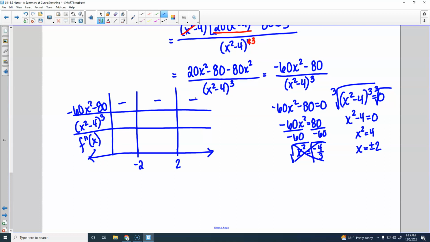For the second line, if you plug in a number like negative 3, you would get 9 minus 4, which is 5. And then if you cube that, you would just get 5 cubed, which would still be positive. But if you pick a number between negative 2 and 2, like 0, you get negative 4 cubed, which is going to be still a negative number when you cube it, because odd powers are still going to retain that negative. And then over here you'll get a positive, so you get negative, positive, negative.